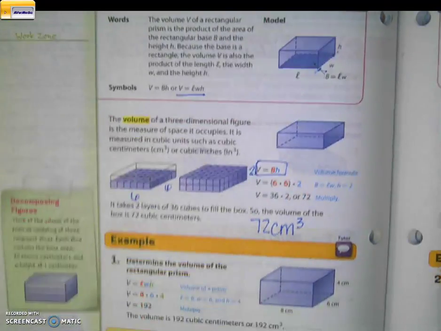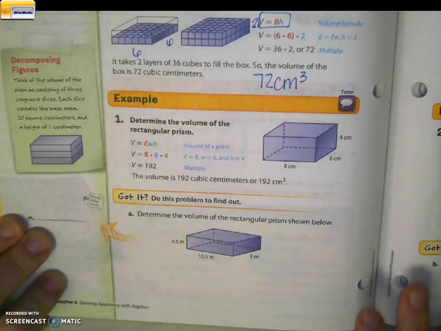Alright, let's look at another one here. Let's jump down to example number 1.